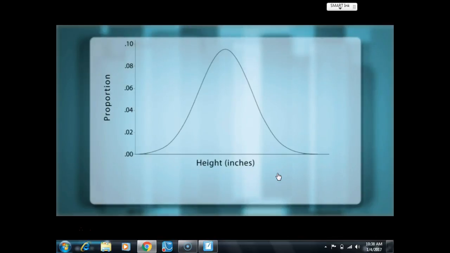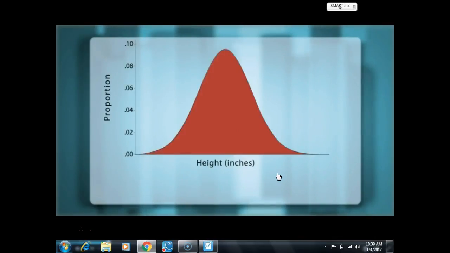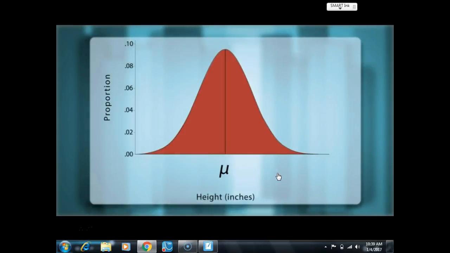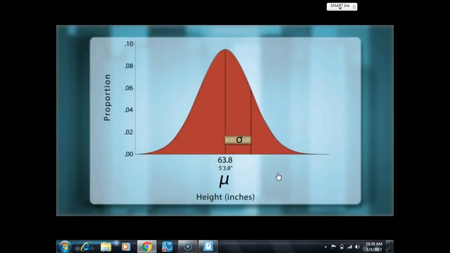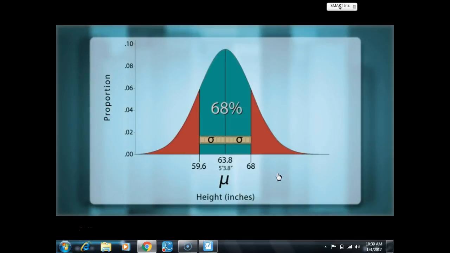Take a look at the range of heights for all American women. Symmetric? Check. Single peaked? Check. Bell-shaped? Check. The mean, mu, is here at 63.8 inches, and the standard deviation, sigma, is 4.2. That means the average woman's height is 5 foot 3.8 inches. We can measure out with our yardstick. 1 standard deviation from the mean in both directions takes us to 68 inches on one side and 59.6 on the other. So 68% of American women are between 4 foot 11.6 and 5 foot 8.